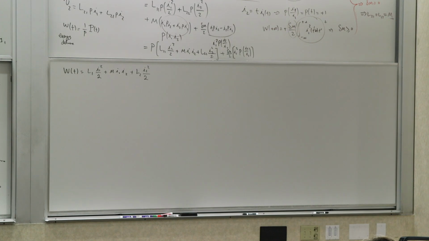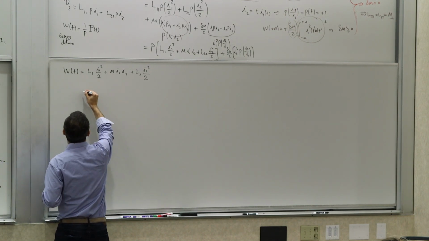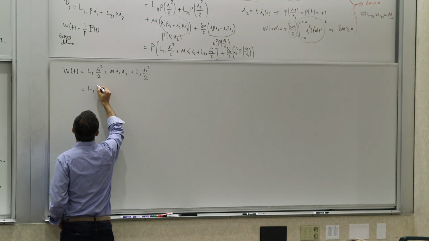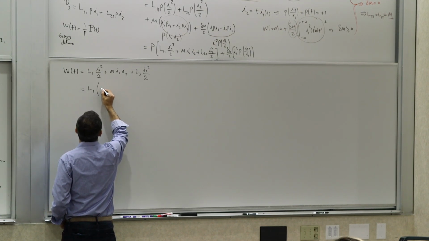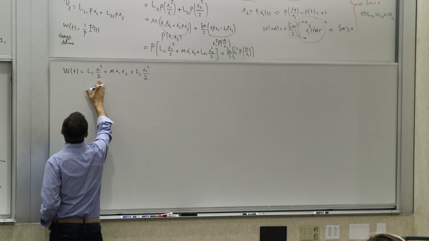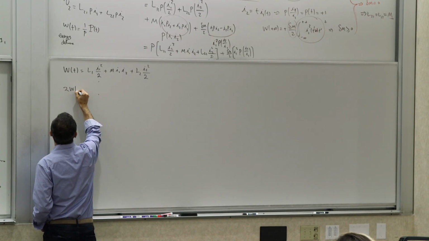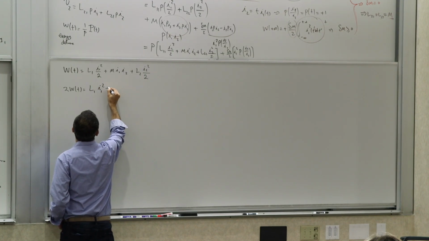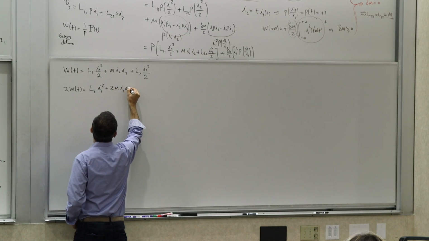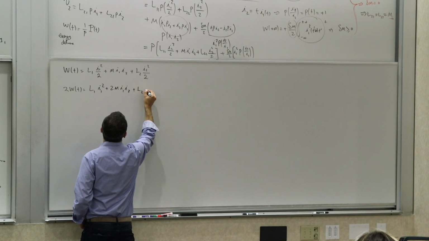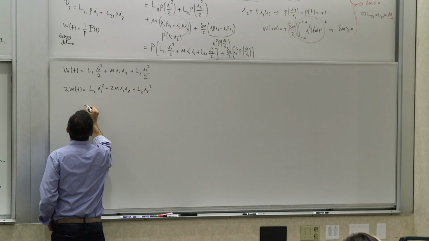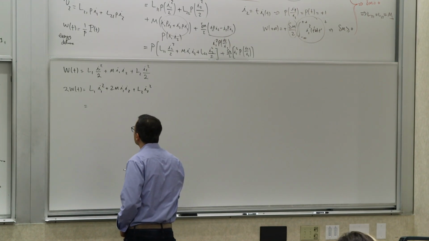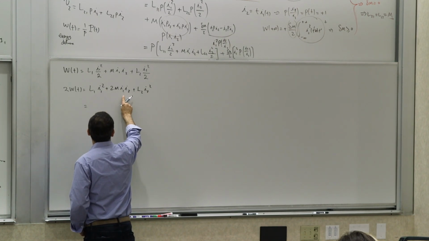Now, one of the things you could do is factor L1 and write this as twice the value of this. So if I write 2w of t, we get L1 I1 squared plus 2m I1 I2 plus L2 I2 squared. And we can manipulate this a little bit algebraically to arrive at a useful relationship, an interesting constraint. That comes out of the energy consideration.